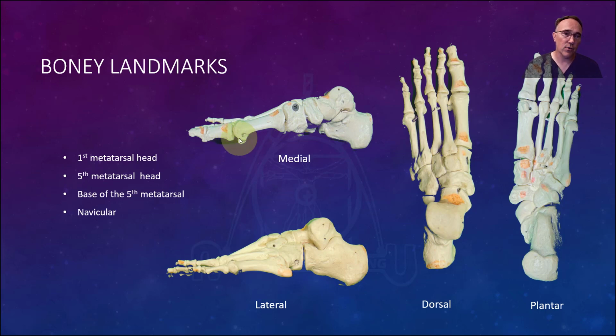So this is the head of the 1st metatarsal right here. And we use this a lot for determining trim lines and the finished anterior trim line of the orthosis. The 5th metatarsal head is going to be seen on the lateral side.